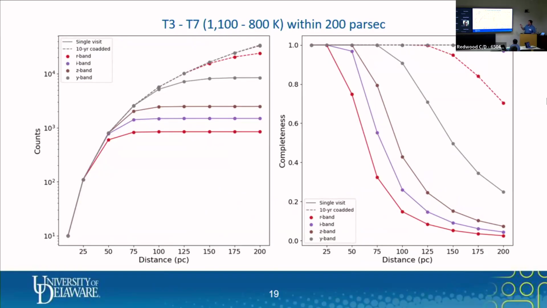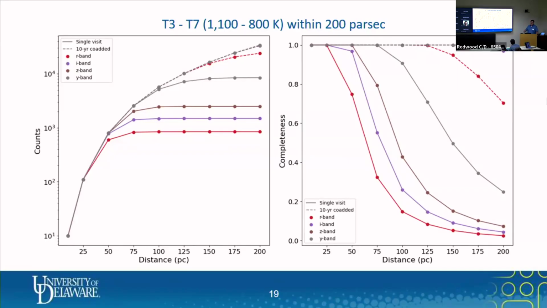And so what I want to show on the far side here is, as you go out in distance, I'm plotting the number of objects detected in each band, the r, i, z, and y bands. The solid lines are for a single visit. The dashed lines are for the 10-year co-added survey. Out to about 25 parsecs, all four bands perform more or less the same. But the moment you start to go further, the z and the y bands significantly outpace the r and the i bands. And on the right is a completeness plot version out of the number of objects potentially detectable in the LSST footprint. And we see the same trend. They all do roughly the same.